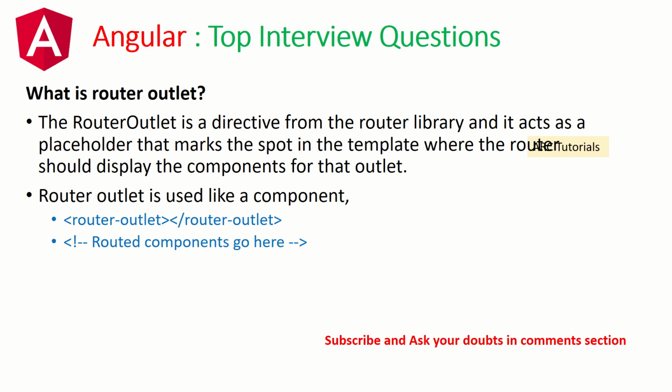Now what is router outlet? Router outlet is a directive from the router library. It acts as a placeholder that marks the spot in the template. So if you open your template file, wherever you want, you can insert router outlet. This tells where the output should come and get inserted. You can have multiple router outlets in the application, but you should have at least one.